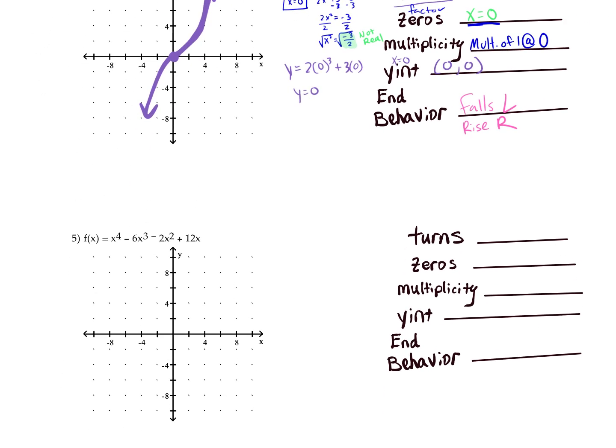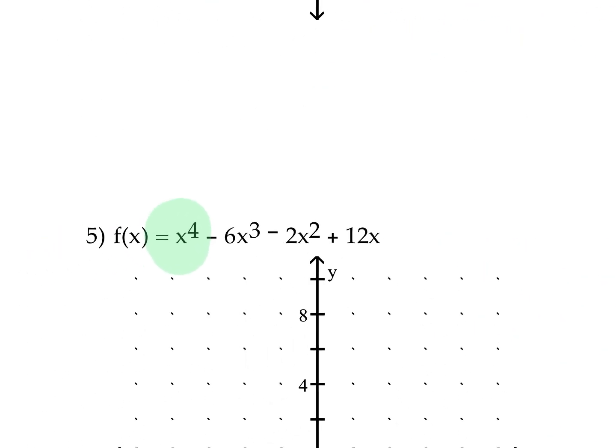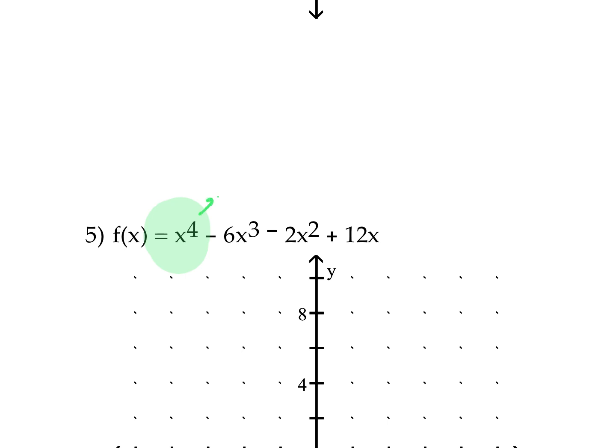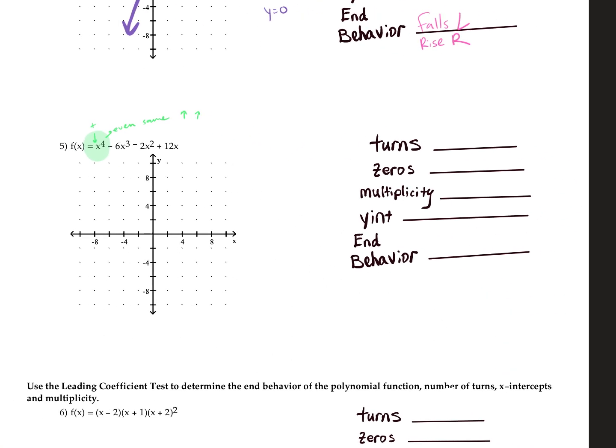All right, next let's take a look at number 5. So we're going to look at the highest degree first. So that would be x to the 4th power. The degree is even. So that means our arrows are going to go in the same direction. And it is positive. So that means the right arrow goes up, and since they go in the same direction, the left arrow goes up. So my end behavior would be rises left and right.